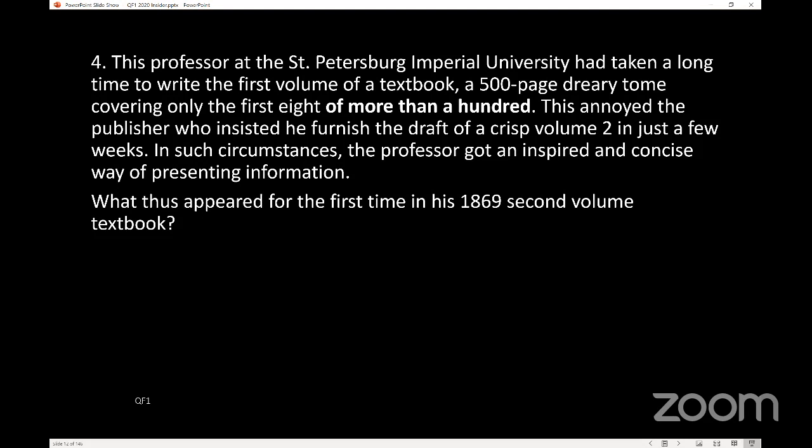So once again, the second half of the 19th century is one professor in St. Petersburg. He's written one part of the textbook, and that's 500 pages, and it's long-winded, boring, lots of repetition, and you cover only the first 8 of more than 100. And the publisher gets angry and says, I want you to finish up quickly. And so he thinks about how he can present all the information he wants to say. And he gets an idea such that he can present everything in a nice and concise way. So what is it? What does appear in this for the first time in his 1869 second volume textbook?